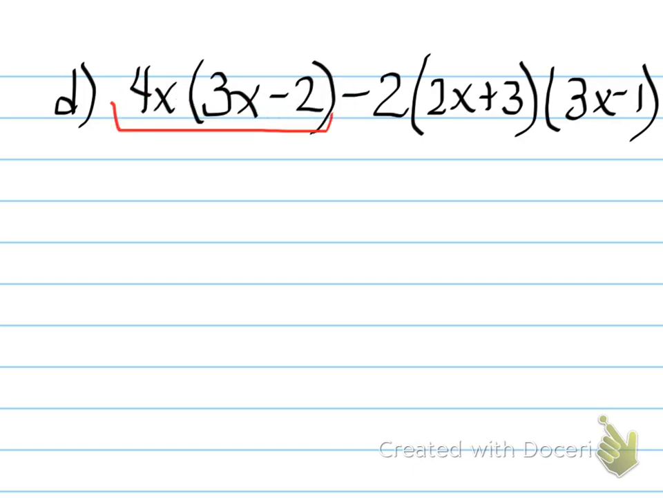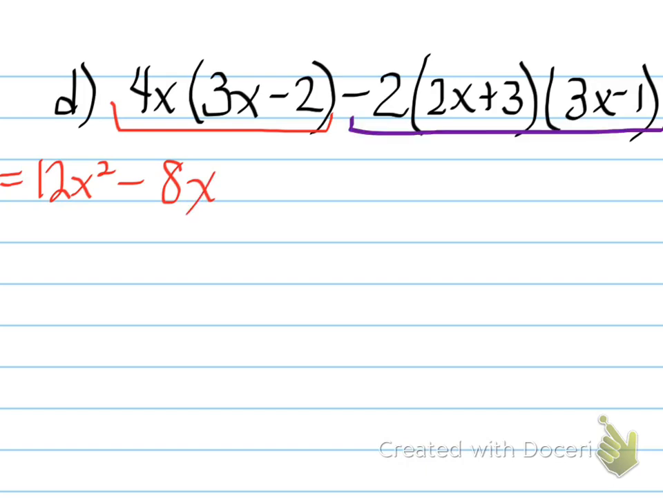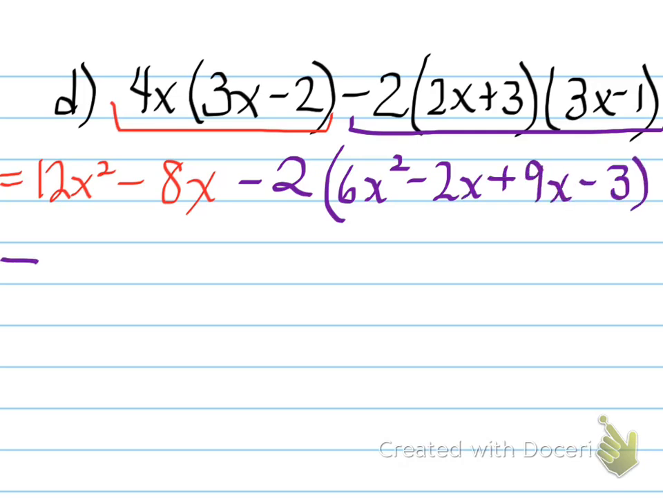Let's look at the first one right here, 4x times 3x minus 2. What do we get when we expand that? Well, we get 12x squared minus 8x. Now, that second part over here, we have a negative 2 times a double set of brackets, so leave the negative 2 alone. Expand out the double set of brackets just like we've been doing all along. We get 6x squared minus 2x plus 9x minus 3.